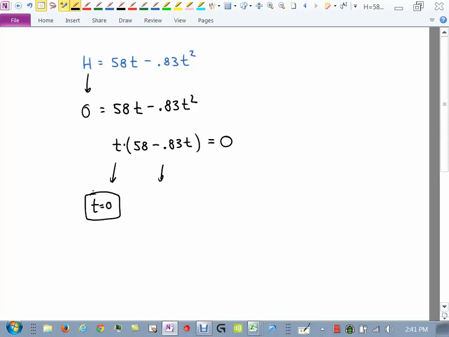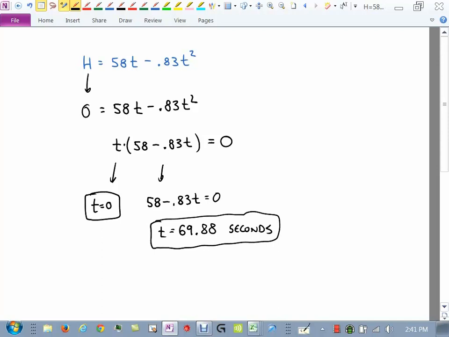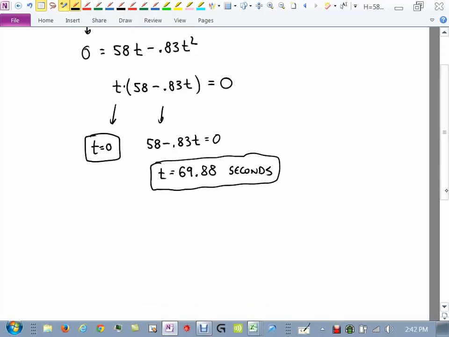And then when I take this and solve that, basically take 58 minus 0.83t, set it equal to 0, move things around, divide, and you get t equals 69.88. That does not seem right, but it is. Okay, 69.88 seconds. Doesn't seem like that arrow could be in the air that long, but hey, this is a word problem. It's made up. Okay, and then finally, part D is what's the velocity when it hits the ground?